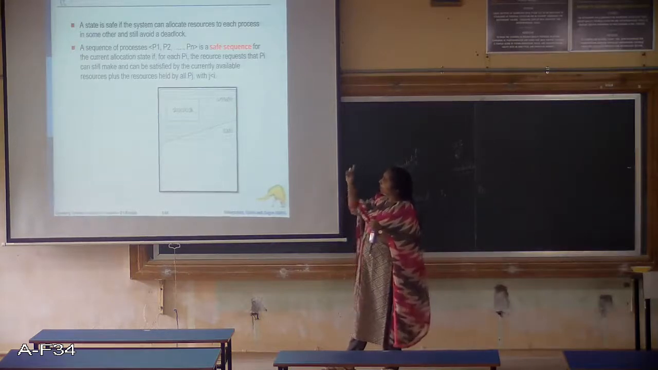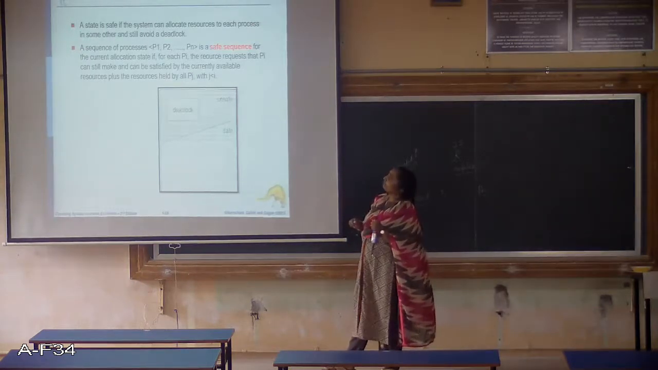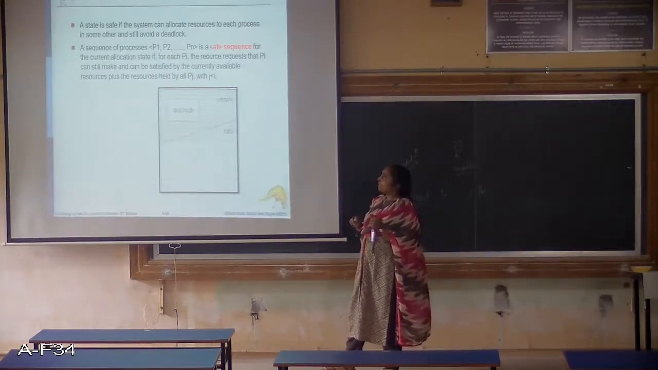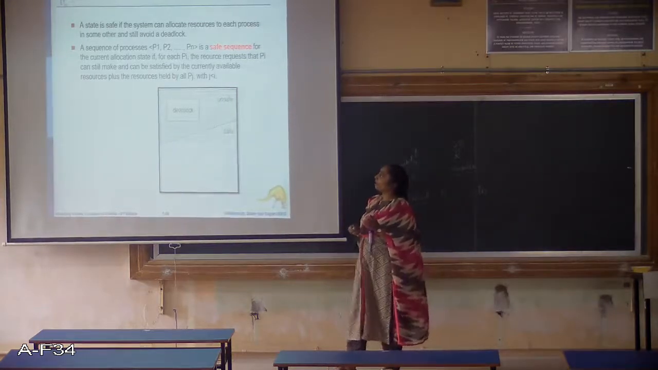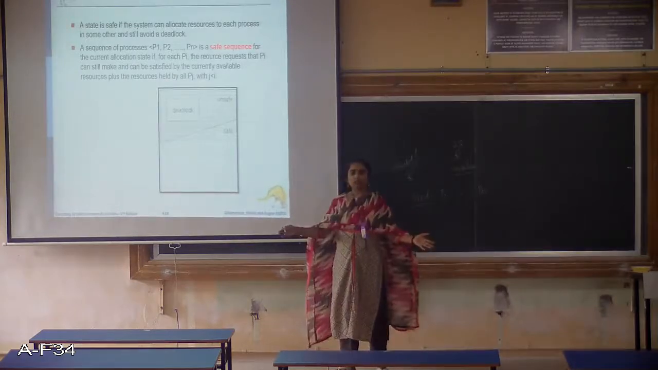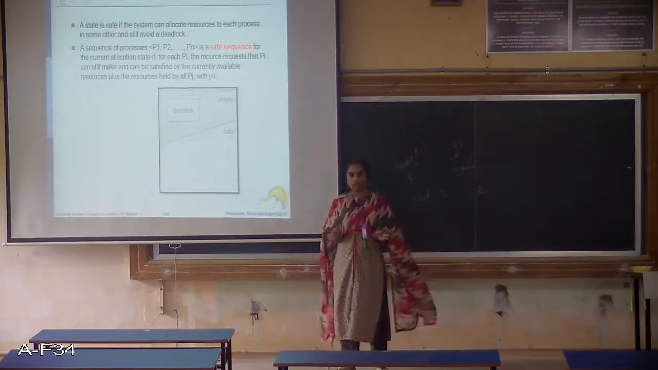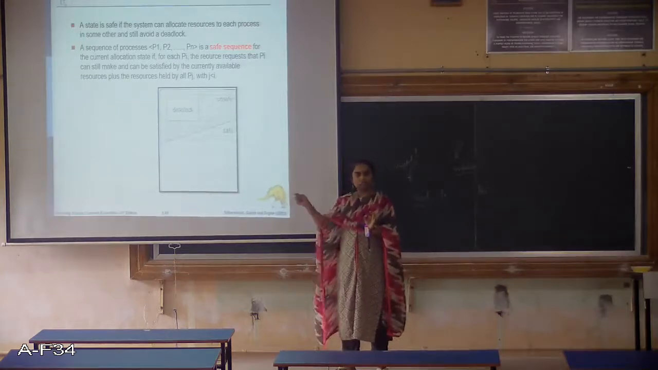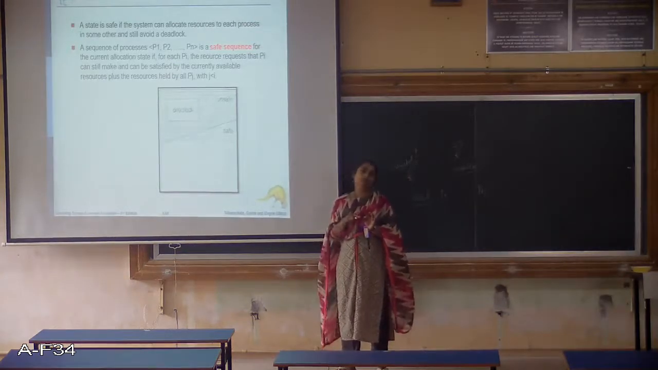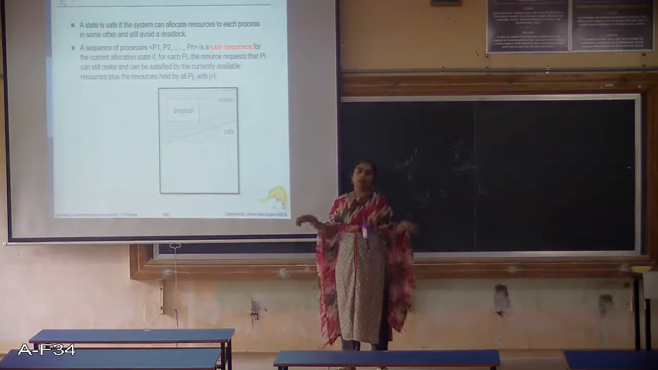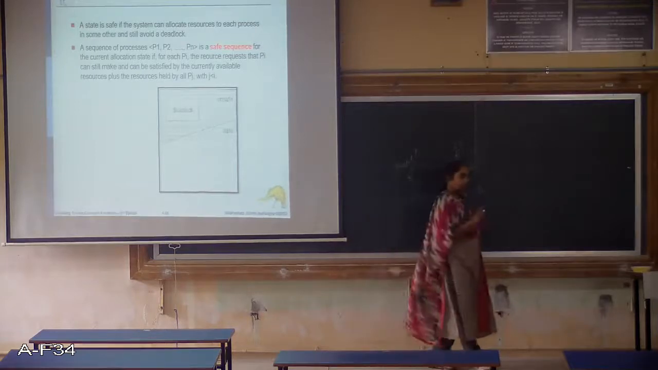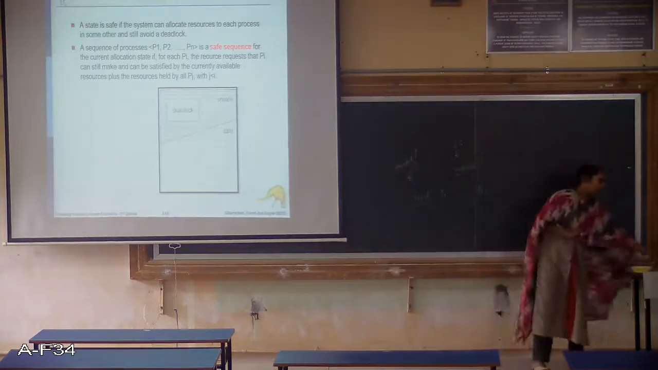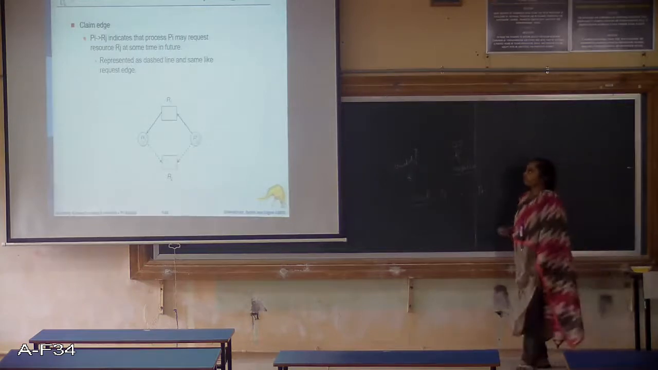A safe sequence for the current allocation state is one where, for each Pi, the resource request that Pi can still make can be satisfied by the currently available resources plus the resources held by all Pj with j less than i. It means whatever allocations are already done to the n processes, if one process makes an additional request and you are able to allocate that resource without making the entire system go into a deadlock, that is called a safe state and a safe sequence. So we will understand this with an algorithm.